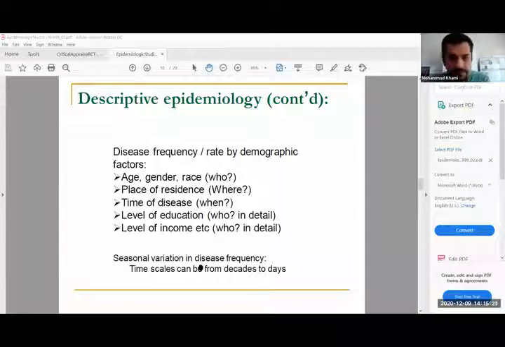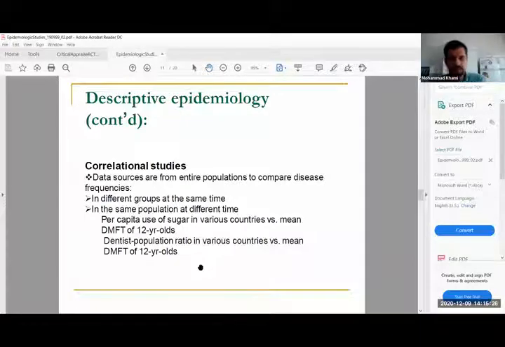So the first type of these descriptive epidemiologic studies is correlational studies, or sometimes it is called ecological studies. So in the correlational studies, the data sources are from the entire population to compare disease frequencies, either in different groups at the same time or in the same population at different times. So you can see here two examples of these correlational studies. They can sometimes provide good insights into the pattern of the disease and risk factors in the community.